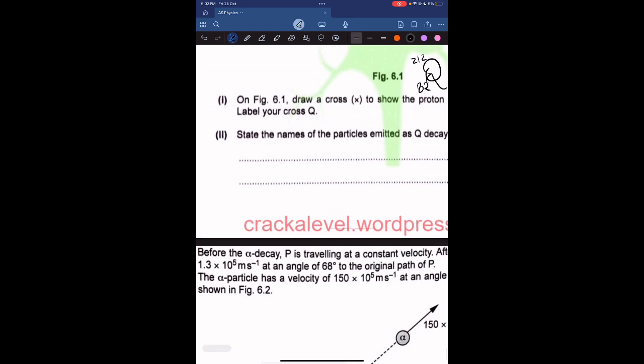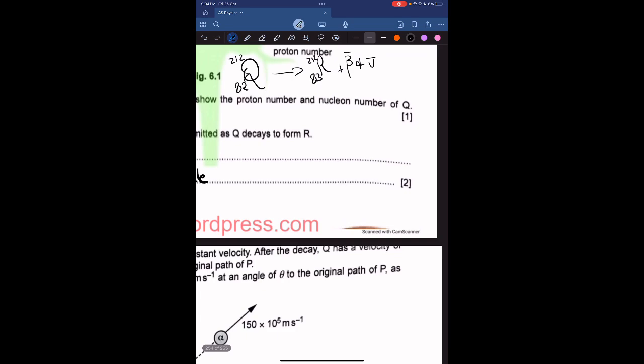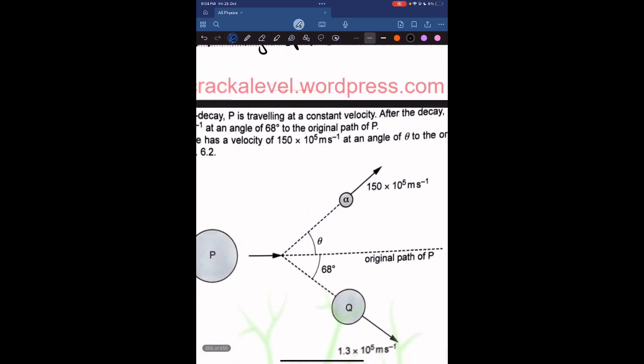So you could say this is self-explanatory. Antineutrino or electron antineutrino both work, and beta negative particle. You could also write beta particle, and you can also write an electron, because a beta particle has the charge of an electron. Both are accepted in the marking scheme.